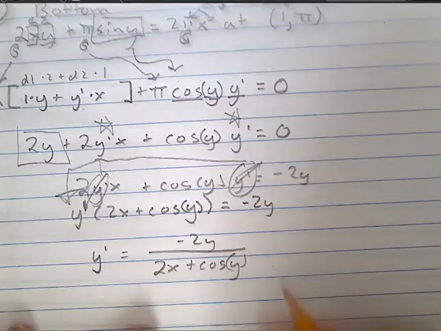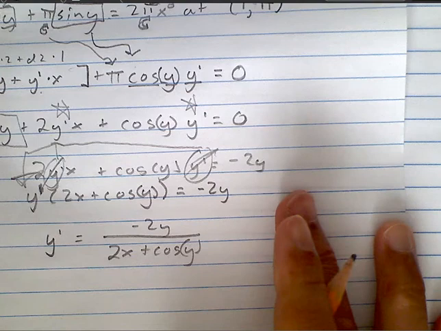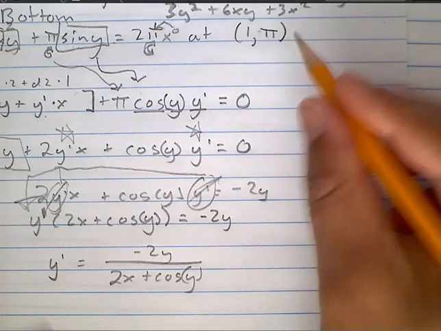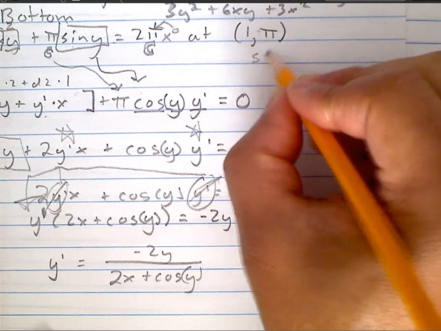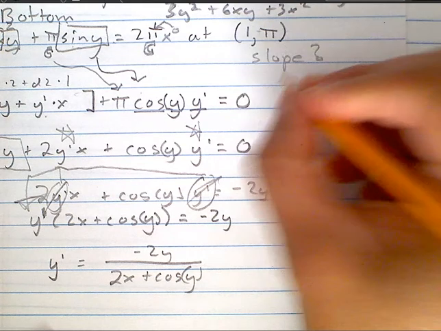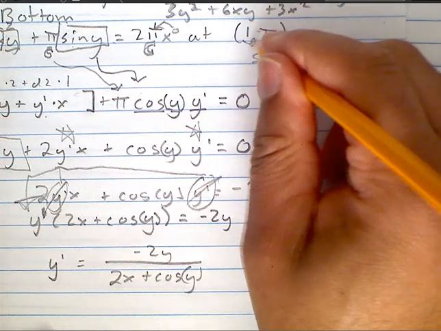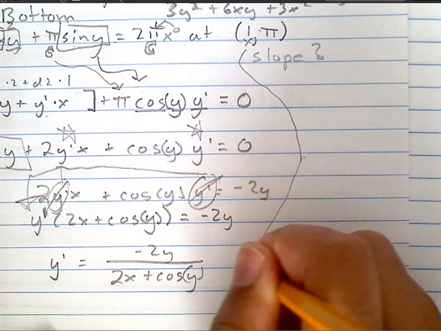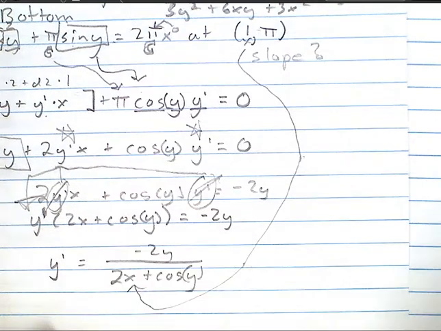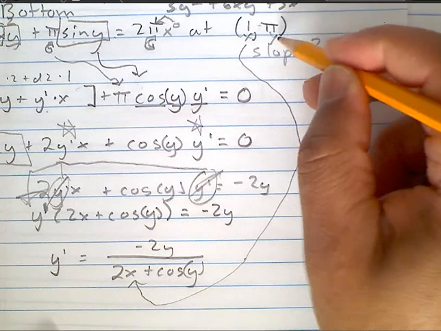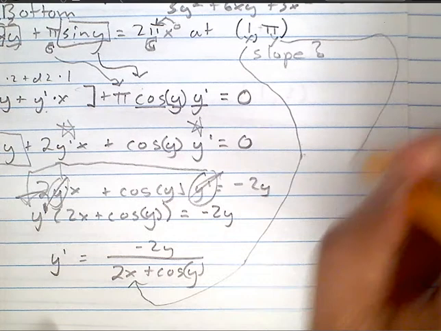Well, on this problem we were asked to find the slope and the equation of the tangent line at 1 over pi. So what is the slope of the tangent line? Well, that's the output of the derivative, so I need to take this x and plug it in to this x, and I need to take this y and plug it in to both these y's.